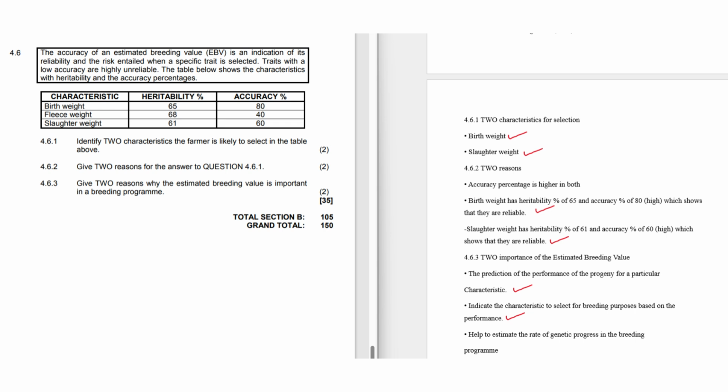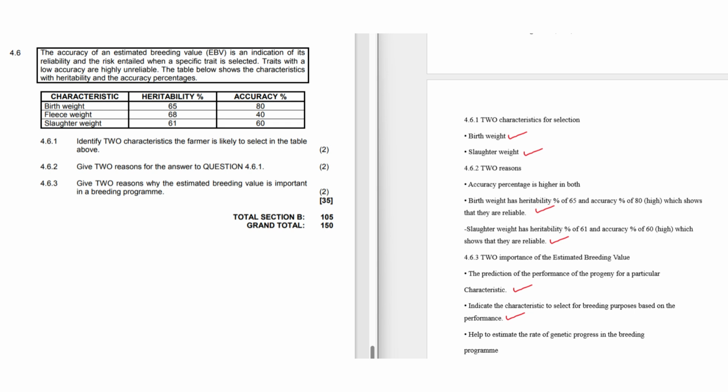Okay, and the other ones you can see, they're all having high percentages, like the birth weight having heritability of 65 and 80 accuracy, then slaughter weight 61 heritability and accuracy of 50%, high. Okay, fine. This is interesting. Already it is interesting. Let's get into question 4.6.1.